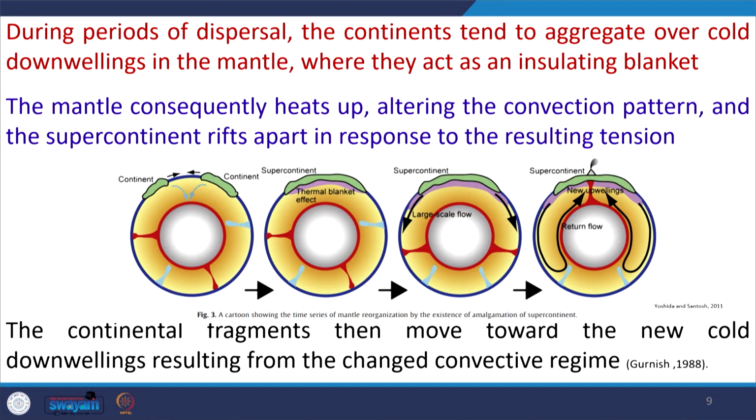During the periods of dispersal, the continents tend to aggregate over cold downwelling in the mantle, where they act as an insulating blanket. Now if you see this image, these two continents are moving towards each other. That means these are the regions of downwelling. With time these two continents collide and coalesce, forming a single continent.